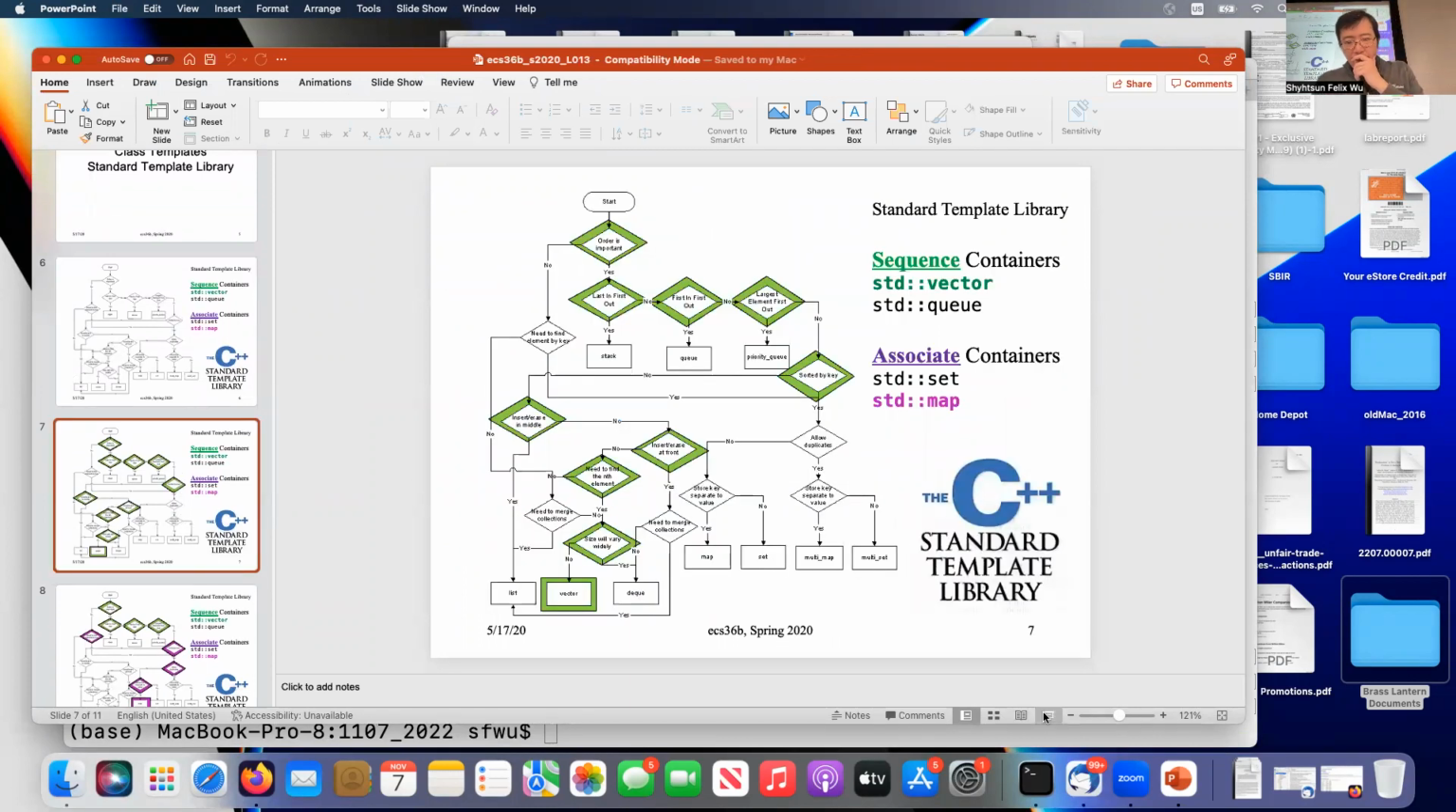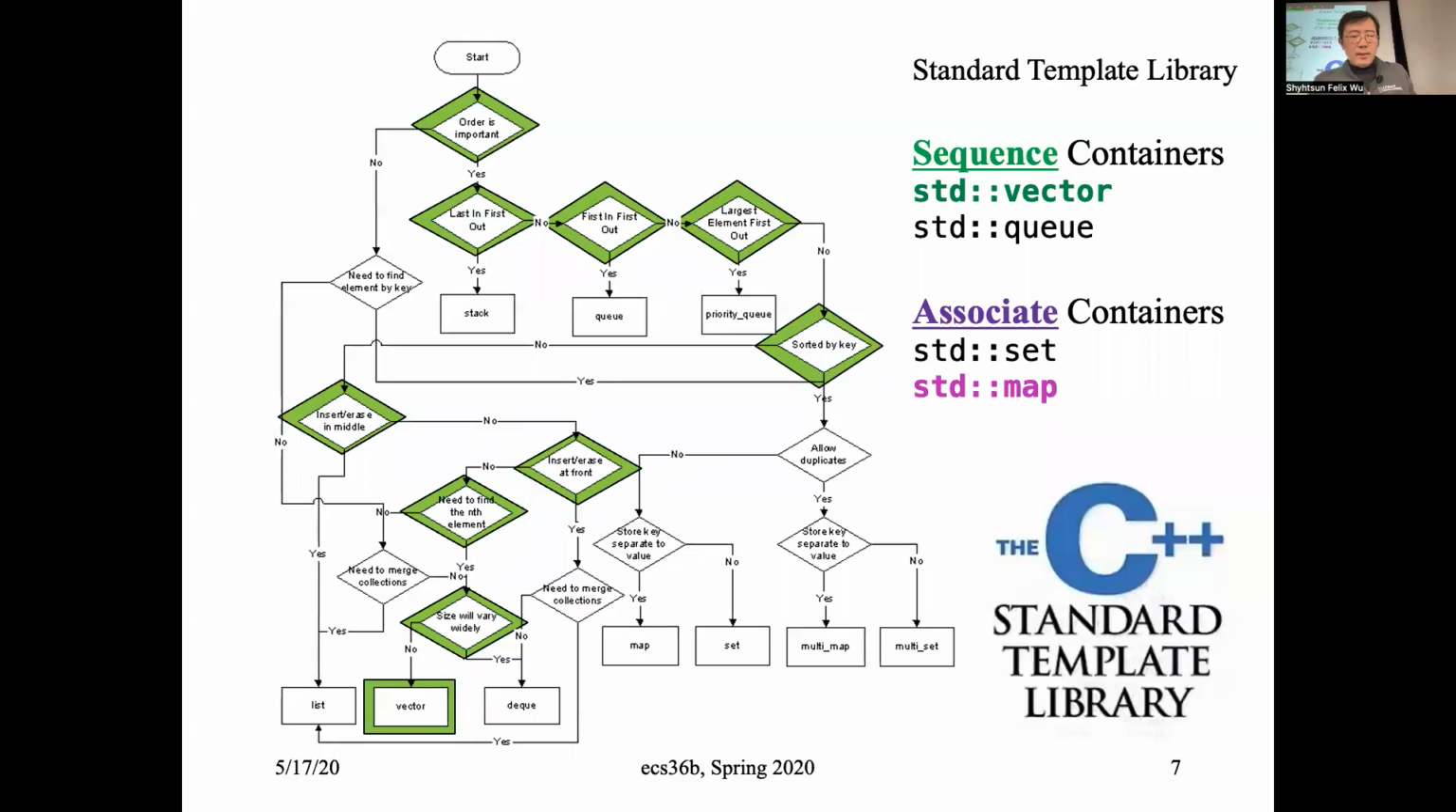Okay, this is the variety of C++ standard templates. For example, you can have a template called list. That's a data structure. You have a template called vector. This is essentially the equivalent of an array. And then you have deque, you have a map, you have a set, you have a multimap, you have multiset. And then you have a stack, you have a queue, you have a priority queue.